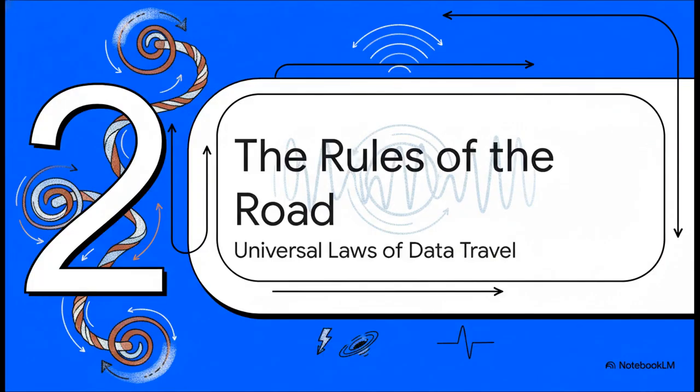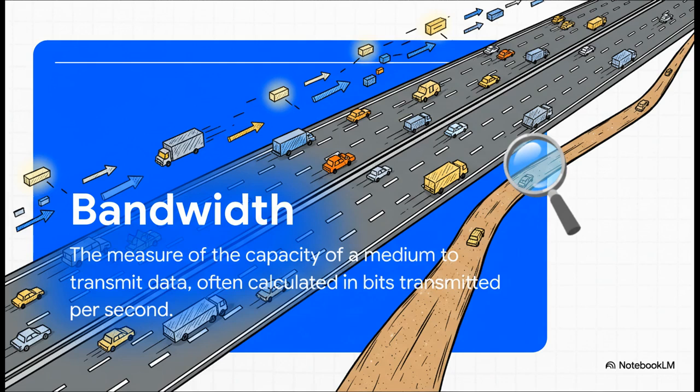Now, here's the thing. It doesn't actually matter if your road is paved with copper or glass. All the traffic has to obey the same fundamental laws of physics. These are the universal rules of the road that every single signal has to follow, no exceptions. The first rule is bandwidth. You've probably heard this term thrown around a lot, and honestly, the highway analogy is perfect for it.